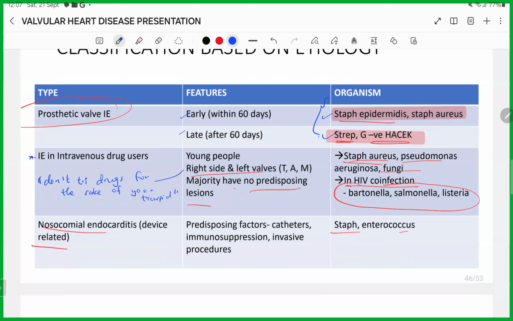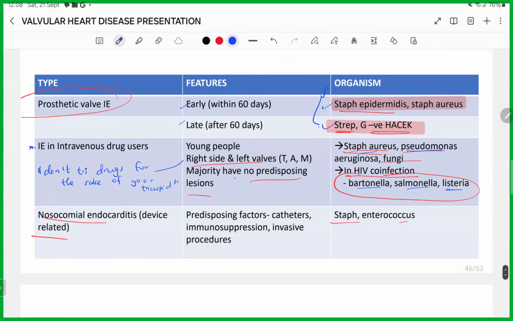And then infective endocarditis in drug users. The thing you need to remember about it is that it also affects the right side. So there's this mnemonic that says, don't try drugs for the sake of your tricuspid, because in drug users, the right side of the heart is affected. And in this case, you have Staph aureus, Pseudomonas, fungi, and then in people who have HIV, you also have organisms such as Bartonella, Salmonella, and Listeria coming in.